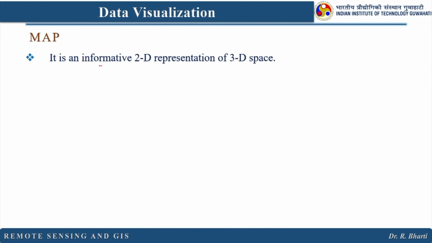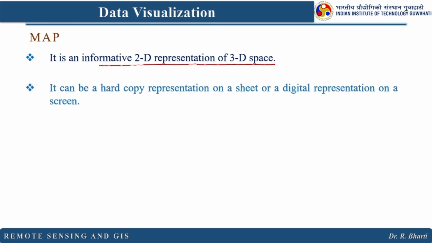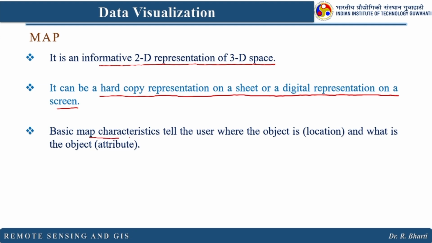Here it is an informative 2D representation of 3D space, that is the definition of a map. We want to present our real world pictures or objects in 2D, right, on plain paper. It can be a hard copy representation on a sheet or a digital representation on a screen. So both are basically maps. Basic map characteristics tell the user what the object is and what the object or attribute is. So instead of writing all the values like high or low or medium or moderate, you can use different symbols, different textures or different ways of representing your data. That is the beauty of your GIS environment.